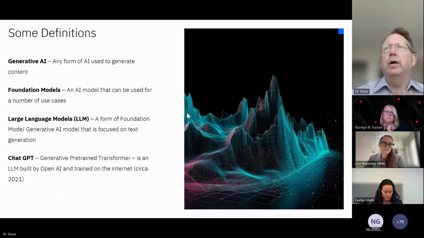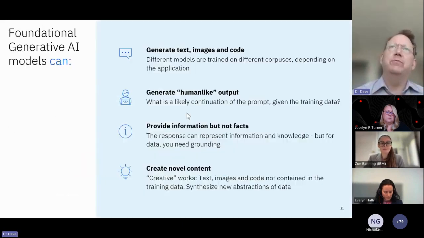Now, a few things about what foundational generative AI is, what it can and can't do, okay? It's really good at generating text, images, and code. Very fluent. When you use ChatGPT, it's very fluent in terms of its responses. It's very human-like, which is great. One of the challenges is that people tend to interpret that fluency as an indication of accuracy, which is not necessarily the case, right? It will provide you with information, but not necessarily facts.